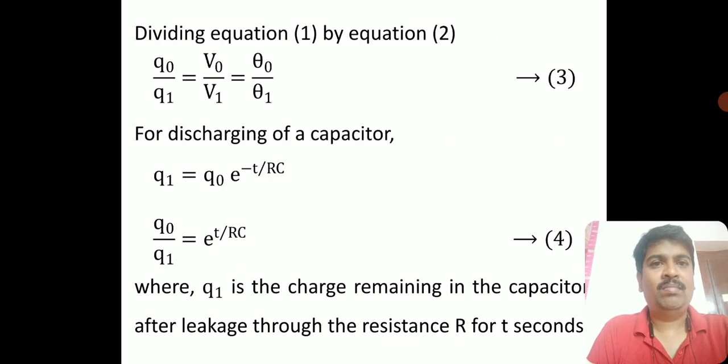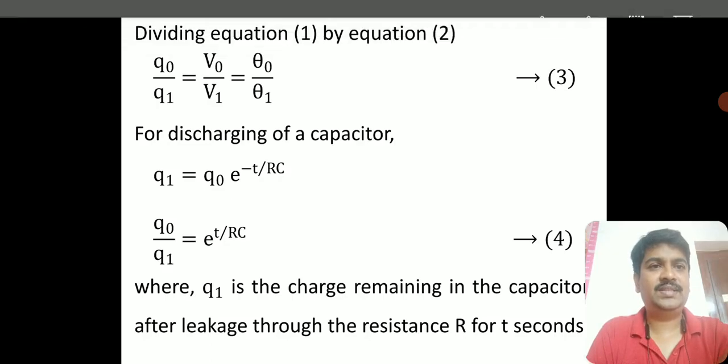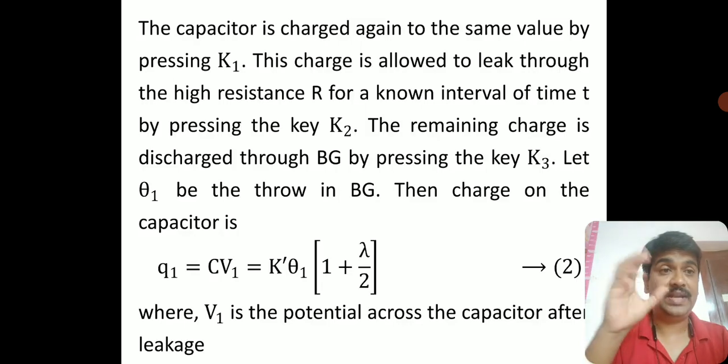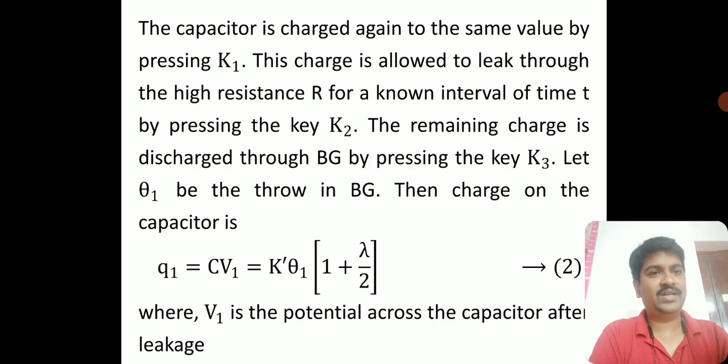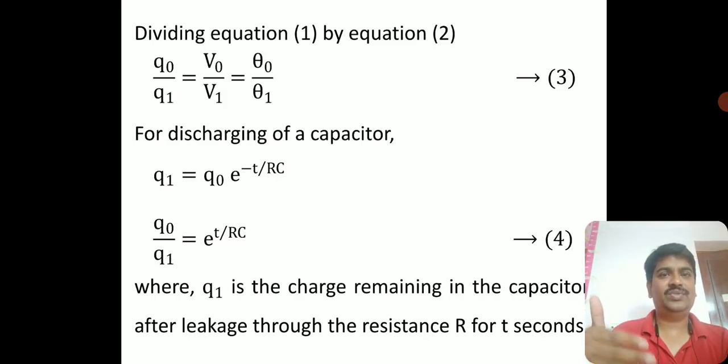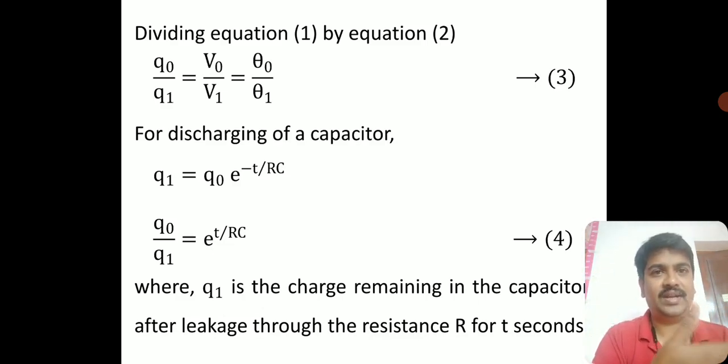Now you have to calculate the charge Q1 this time as CV1, which is K dash theta 1 into 1 plus lambda by 2, where V1 is the potential across the capacitor after leakage. If I divide equation 1 and equation 2, I will get Q0 by Q1 as V0 by V1, that's equal to theta naught by theta 1, where theta naught is the first deflection which I have noted, and theta 1 is the deflection which I have noted the second time.